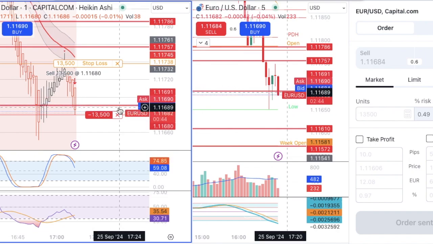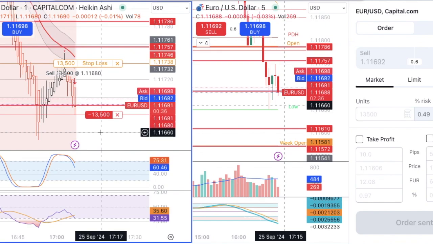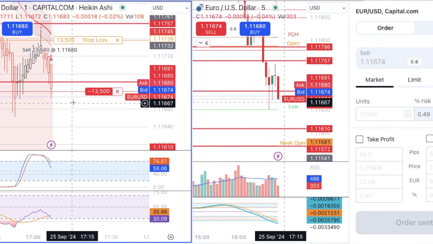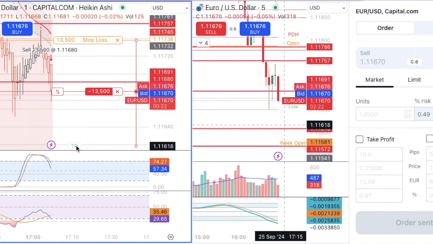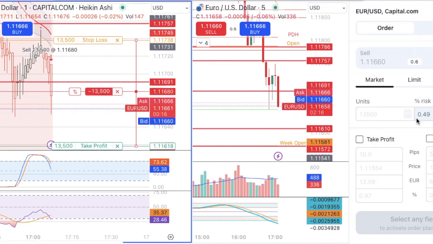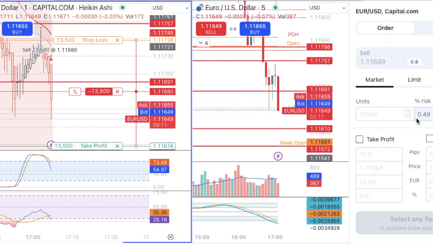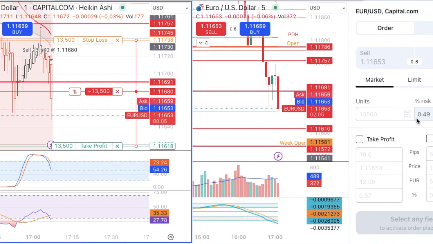I always use a fixed percentage stop loss, so I'm using about 0.5% of my account as a stop loss value, and the actual position size is calculated by TradingView based on, I think I have a 5 pips stop loss. You cannot see it here, but it's 5 pips usually. Now I'm setting my take profit onto that red line below where the price currently is.